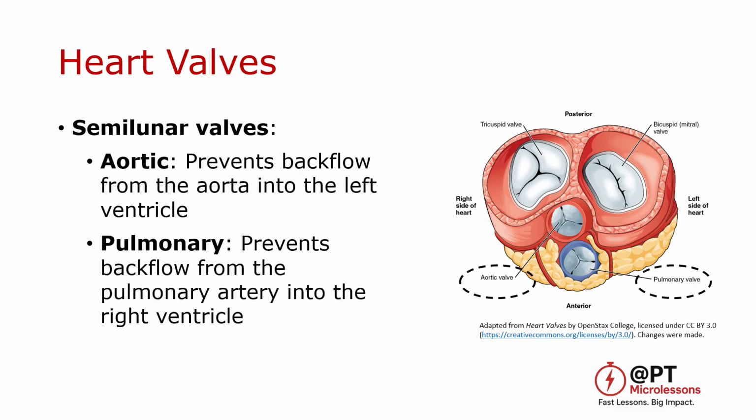The heart also contains two semilunar valves. The pulmonary valve prevents blood from flowing backward from the pulmonary artery into the right ventricle, while the aortic valve prevents blood from returning from the aorta into the left ventricle. Together, the heart valves ensure that blood moves in only one direction.